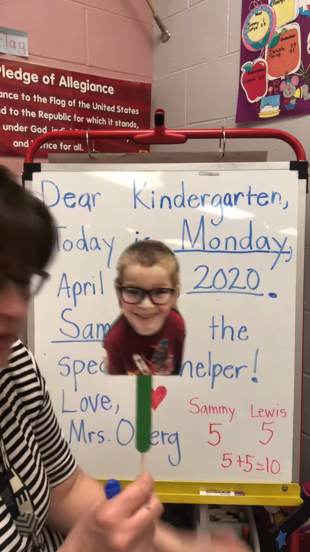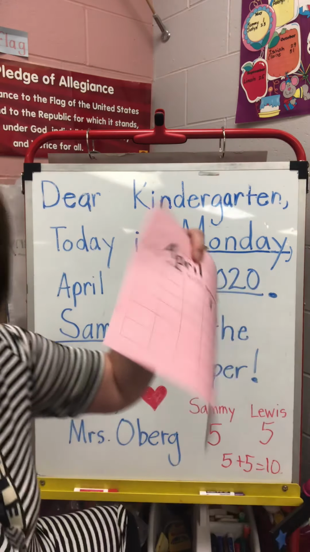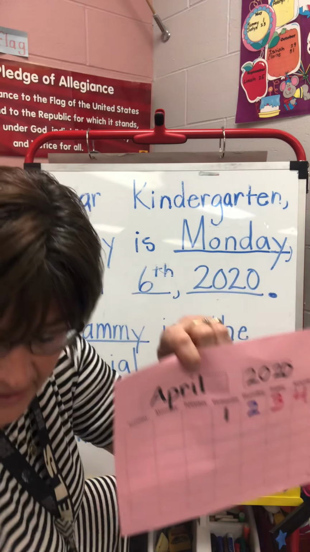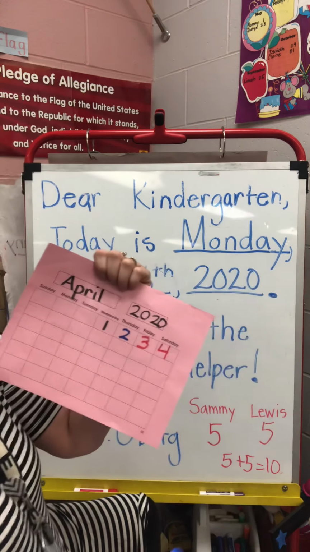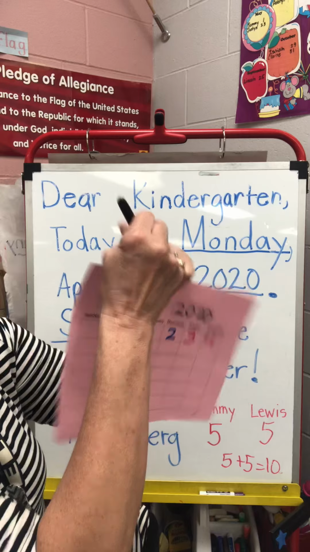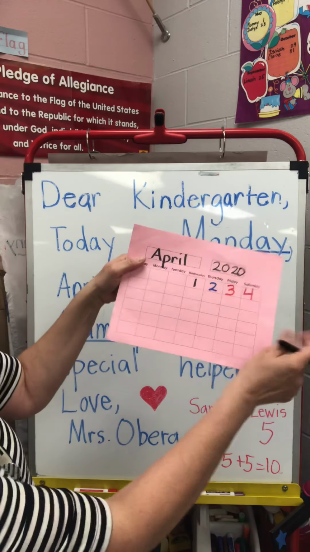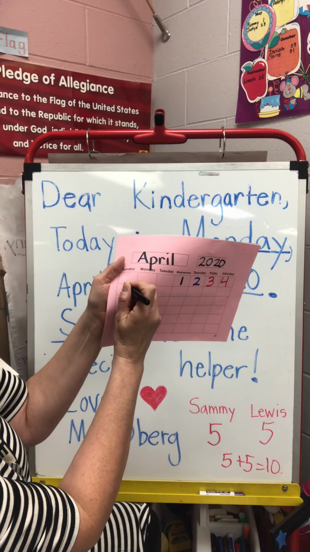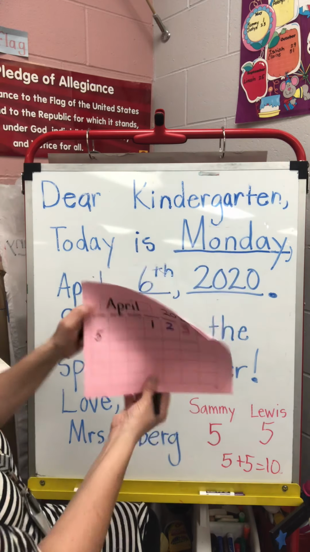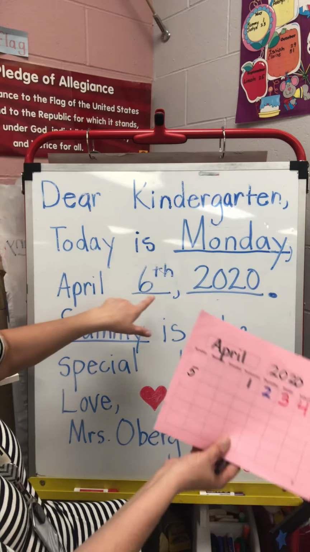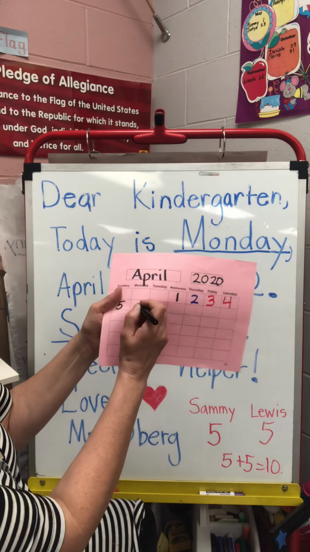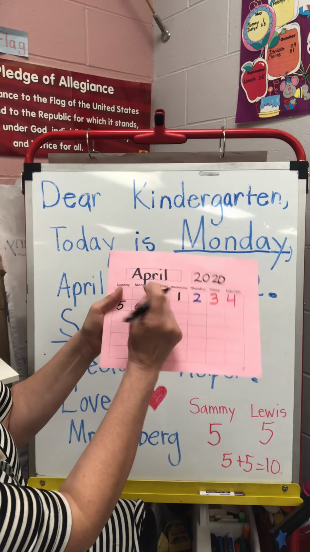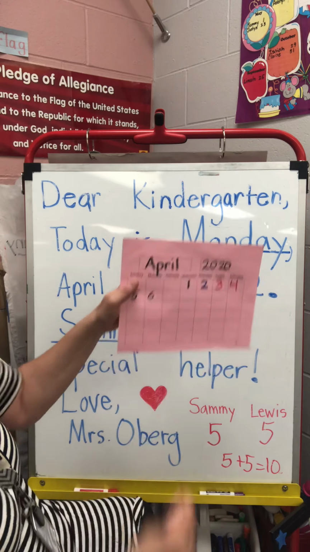I think we all know exactly what we need to do. We need to get our calendar out. We got to play catch up. Yesterday was Sunday. Make sure to go down a row and add our 5 because Sammy told us today is Monday, April 6th, 2020. So we need to write our 6 on Monday.